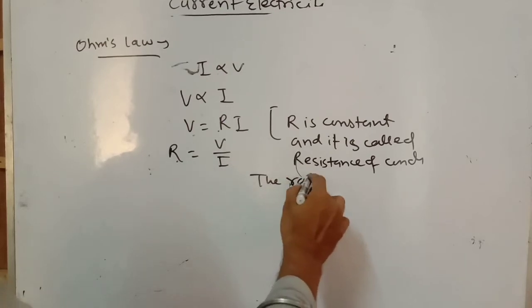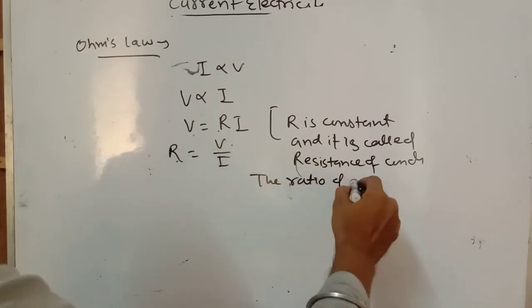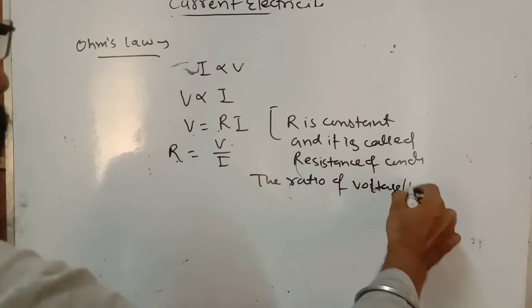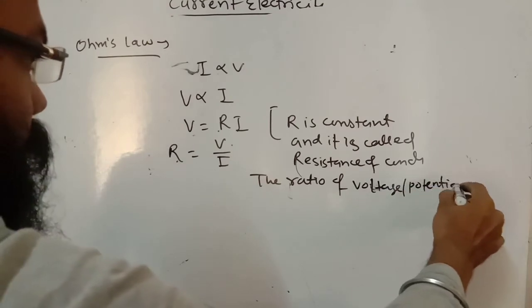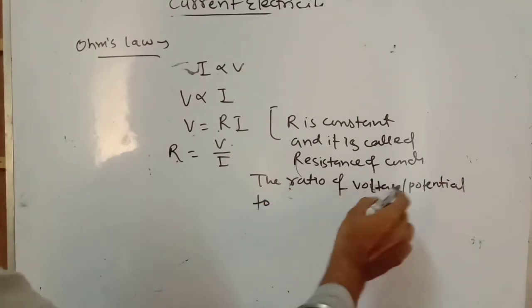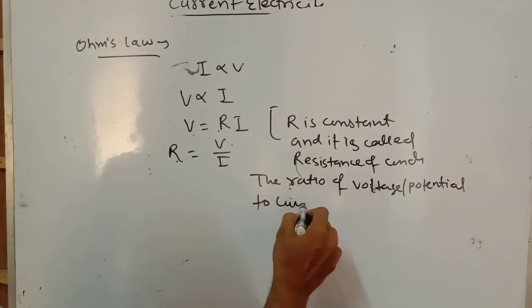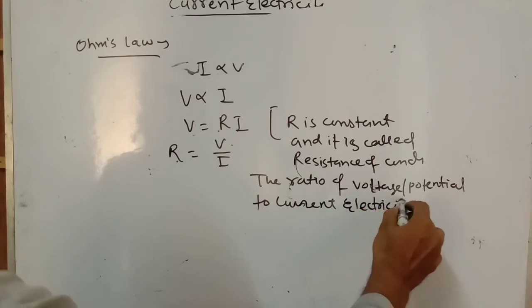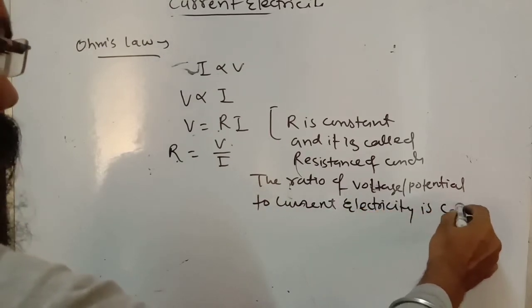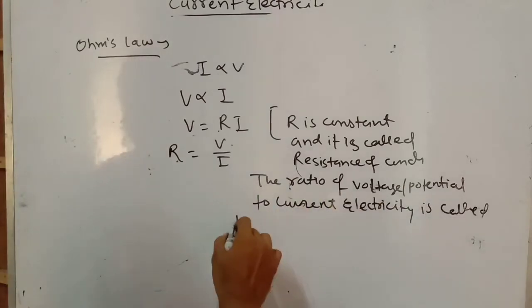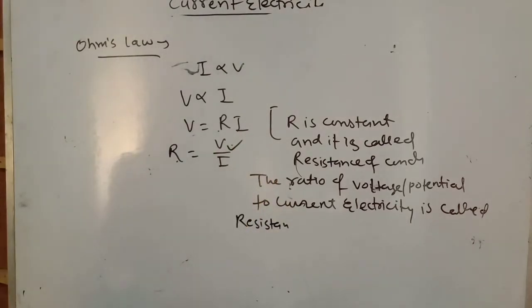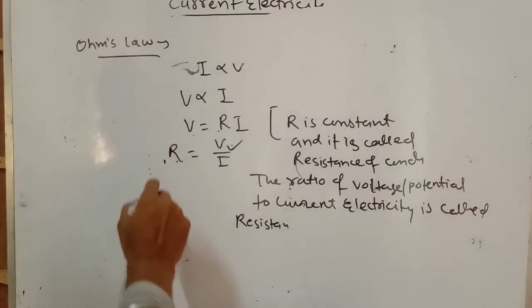You can also define resistance here: the ratio of voltage or potential to the current electricity is called resistance. So that means the ratio of potential to the amount of current electricity gives the resistance.